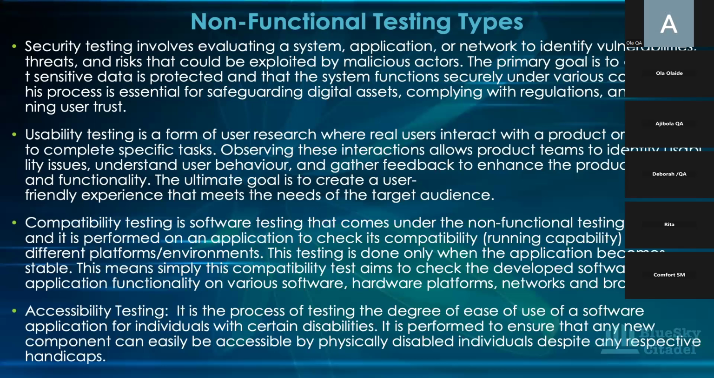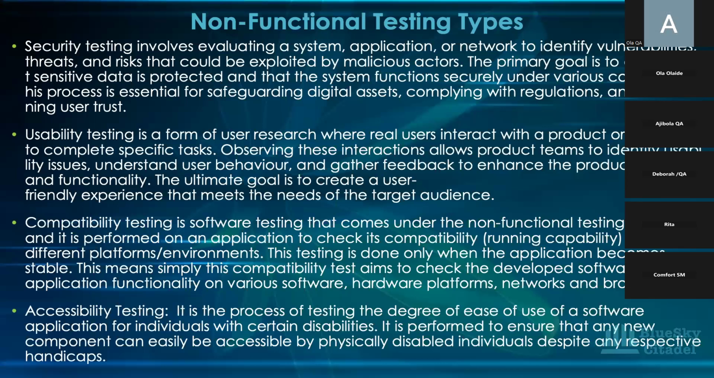So the last one we have is actually accessibility testing. It is the process of testing the degree of ease of use of a software application for individuals with certain disabilities. It is performed to ensure that any new component can easily be accessed by physically disabled individuals despite any respective handicaps. So there are some websites that are used for the blind.